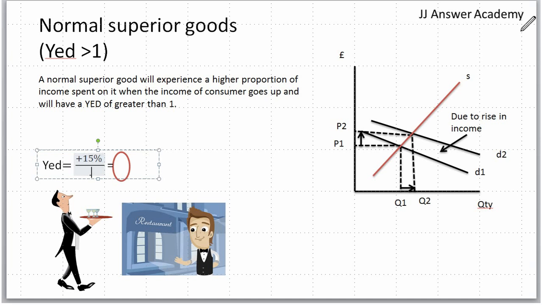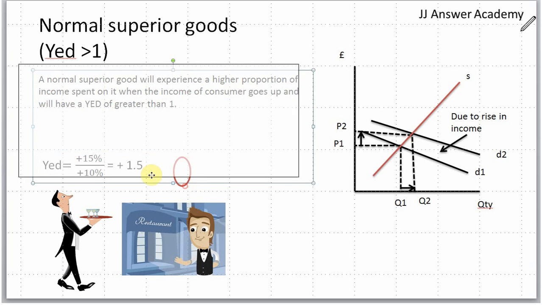Meanwhile, the income only increased by 10%. So the workings for the YED would be positive 1.5. And to remember, not percent, because percentage gets cancelled, positive 1.5.